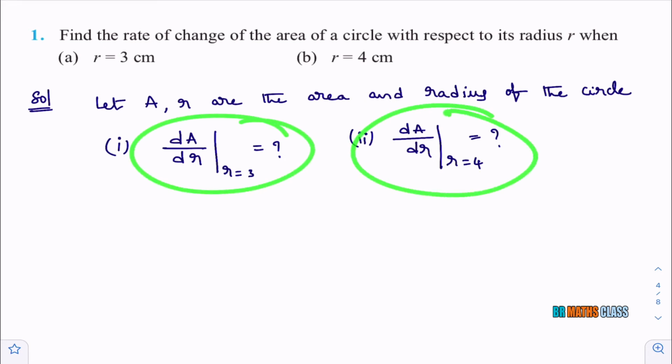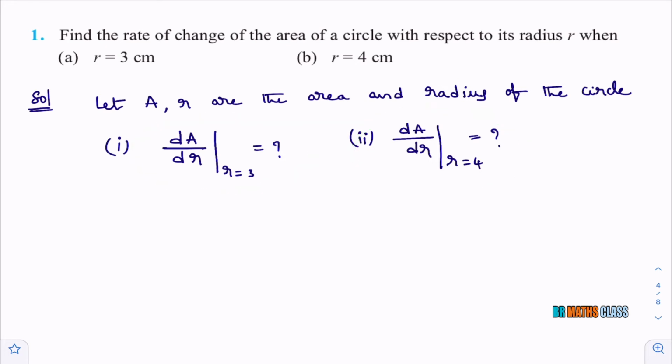Okay, to proceed further, I'll take the area formula and proceed. The area of a circle is pi r square. I need to calculate dA by dr. Now, how will I get dA by dr? You just differentiate this with respect to r. Why with respect to r? Because I need to get dA by dr.